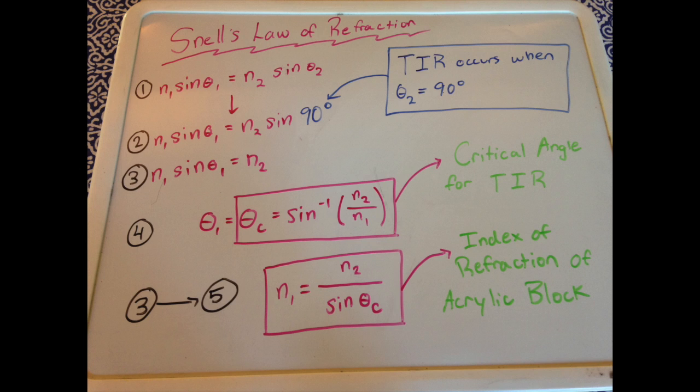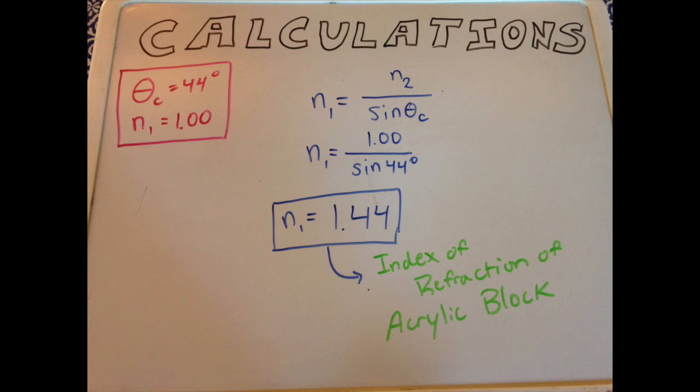We're interested in solving for the index of refraction of the acrylic block. Simply skip step 4 in the algebra and go directly from step 3 to 5. It's now time to plug and chug. Simply plug in the index of refraction of air, which is 1, and plug in our measured critical angle, which was 44 degrees. I got 1.44 as the index of refraction for the acrylic block at this wavelength of light.